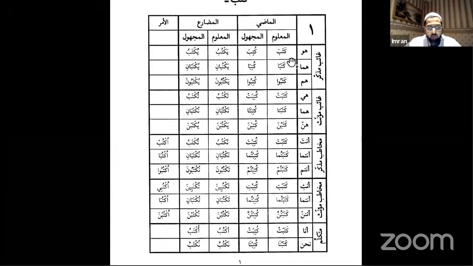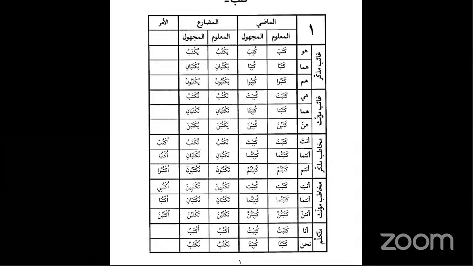Kataba, which means he wrote. So, huwa kataba, he wrote. Huma kataba, they dual wrote. Hum katabu, they all wrote. Hiya katabat, she wrote. Huma katabata, they dual wrote female. Hunna katabna, they all wrote female.